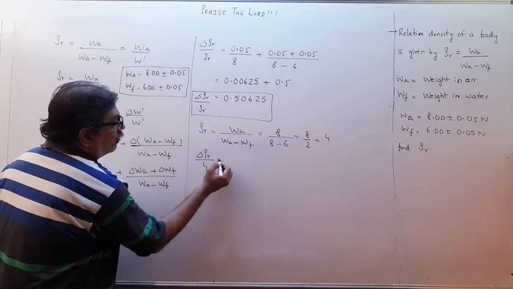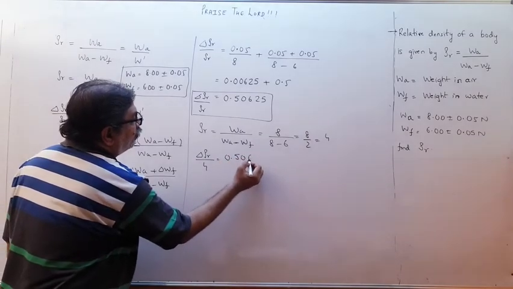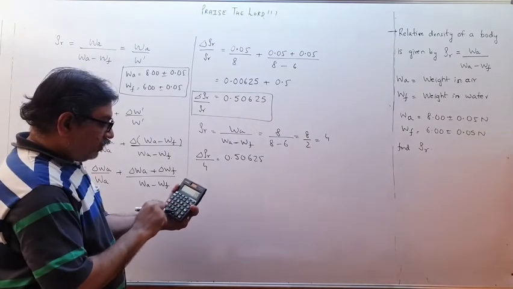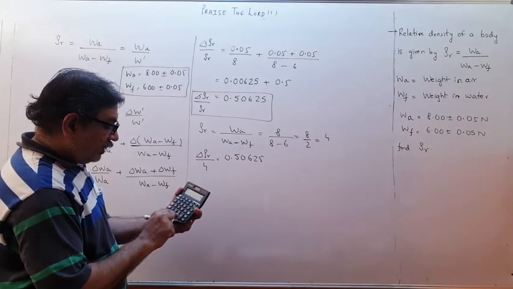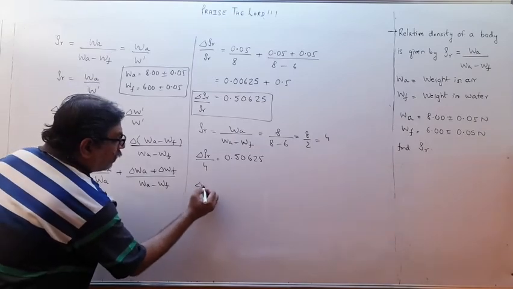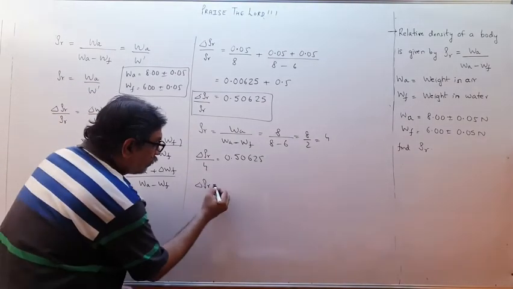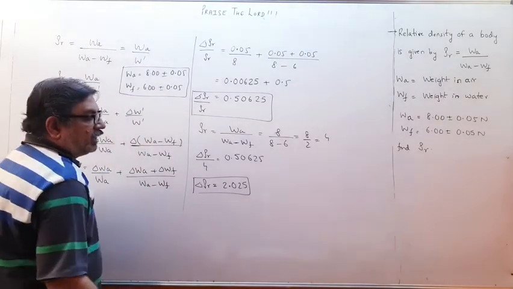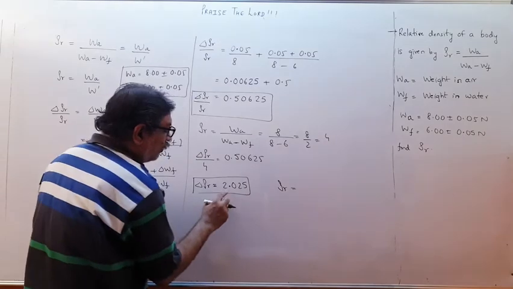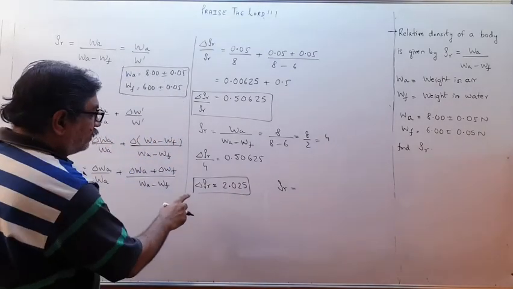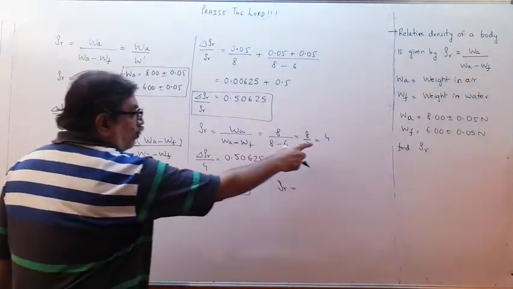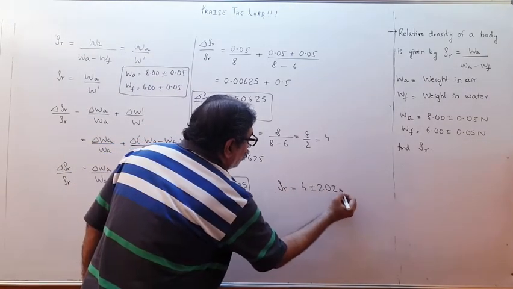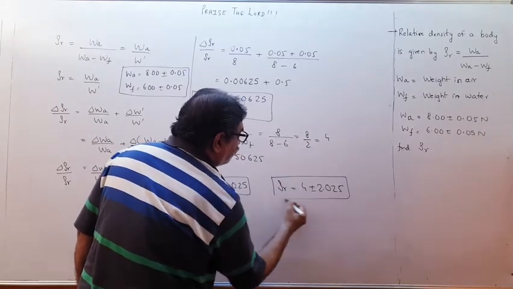Delta rho upon 4 will be 0.50625. So 0.50625 into 4 becomes 2.025. So delta rho r becomes 2.025 like this. And therefore finally rho r becomes the true value. True value we found out to be this much, 4, plus minus error is 2.025. Like this you have to think through.